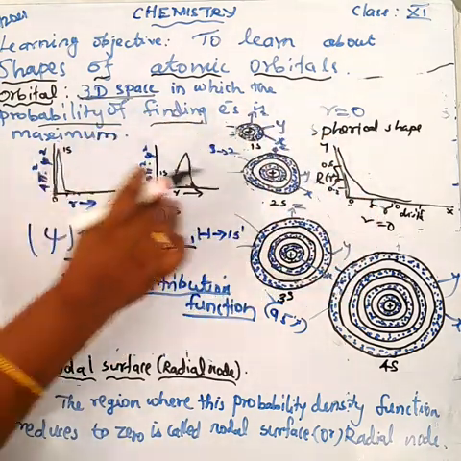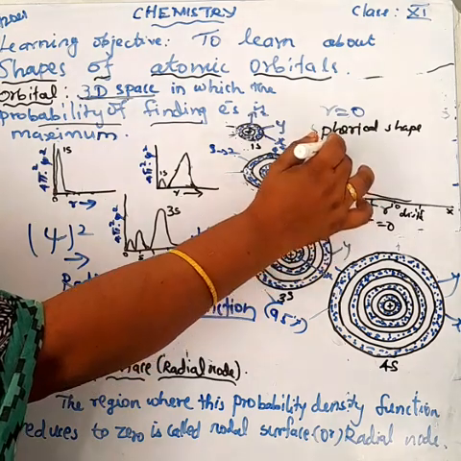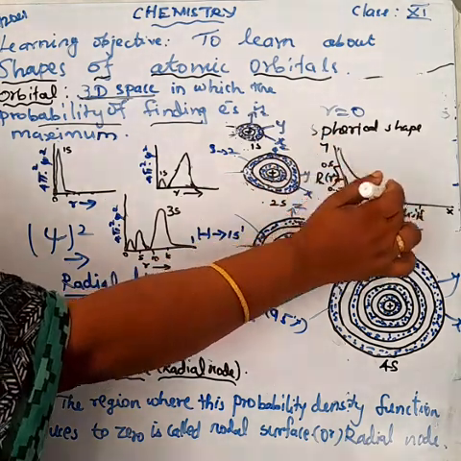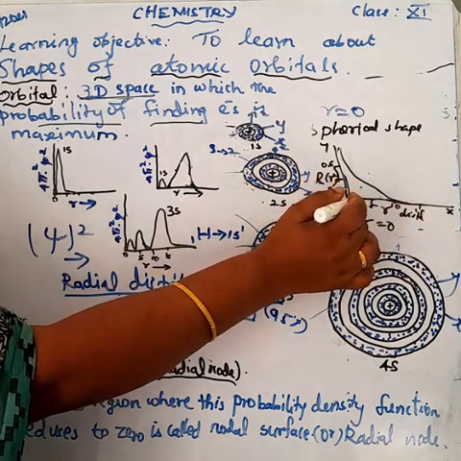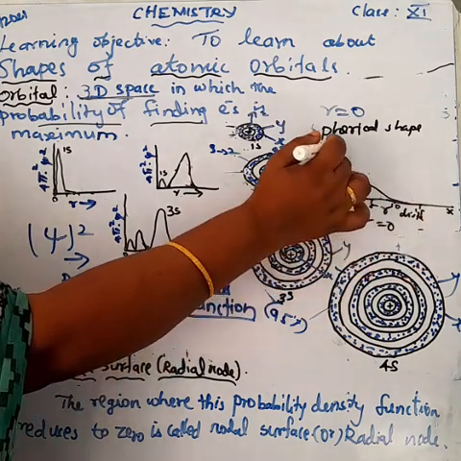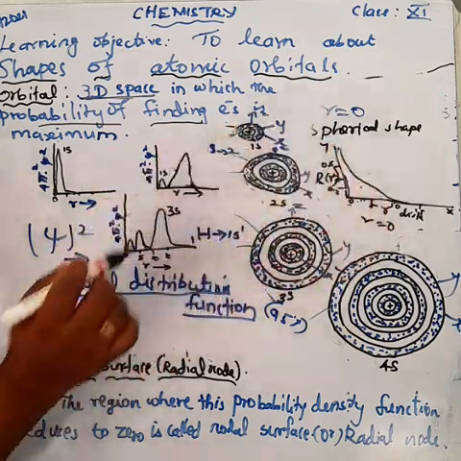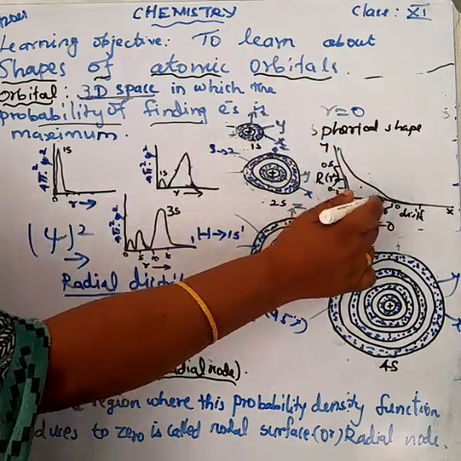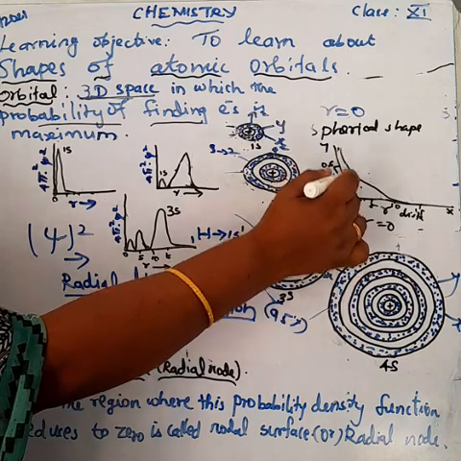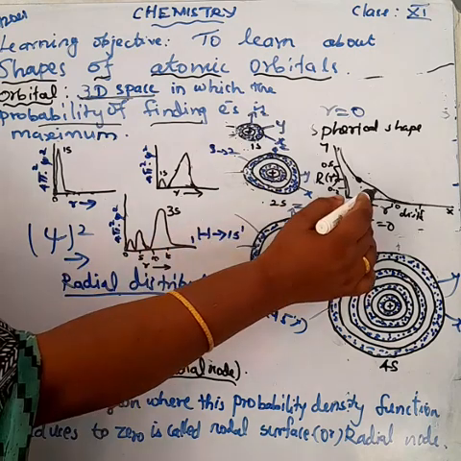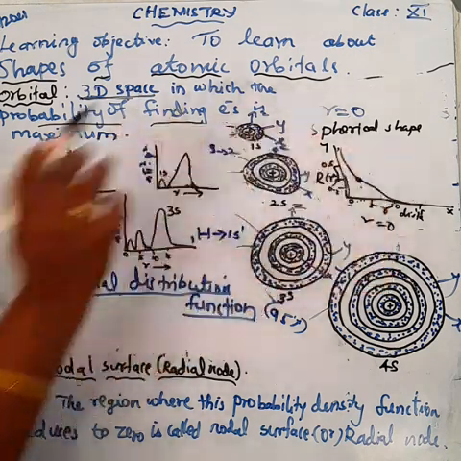Understood? For r equal to 0, the value is about 0.5 to 0.4, and in that area the probability of electrons is maximum. When the distance gradually increases, to 5, the maximum probability decreases. And at distance 10, the probability is 0.